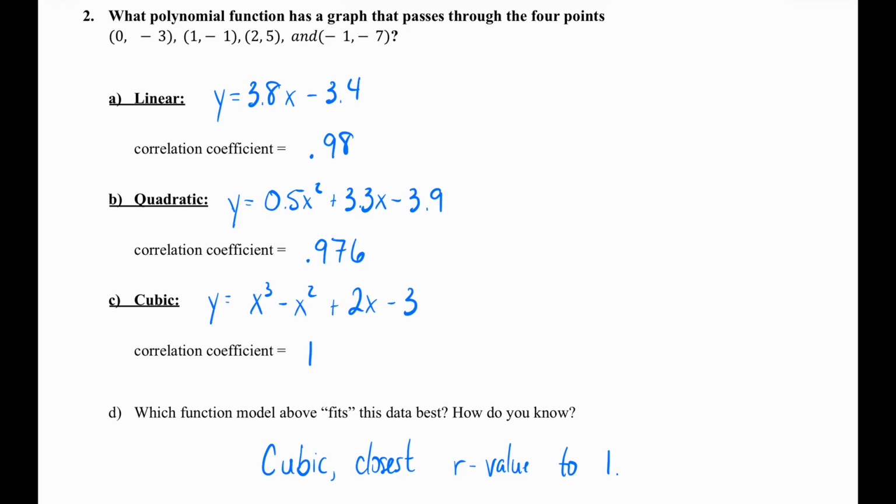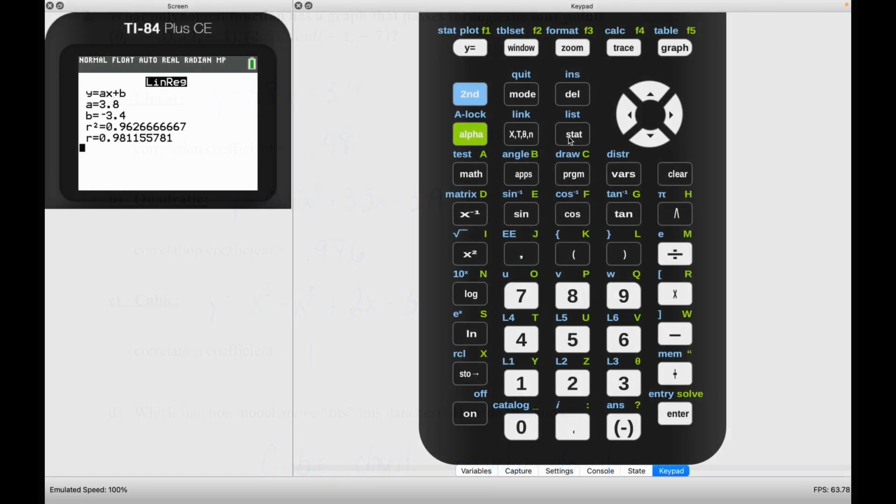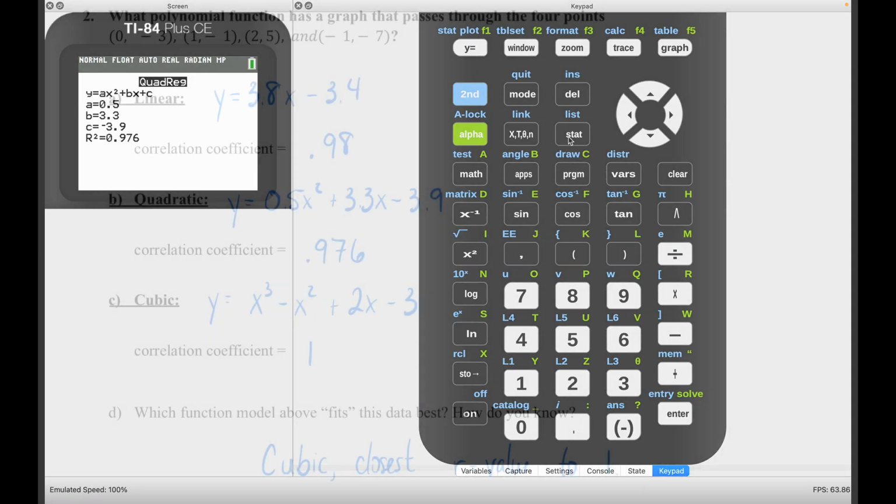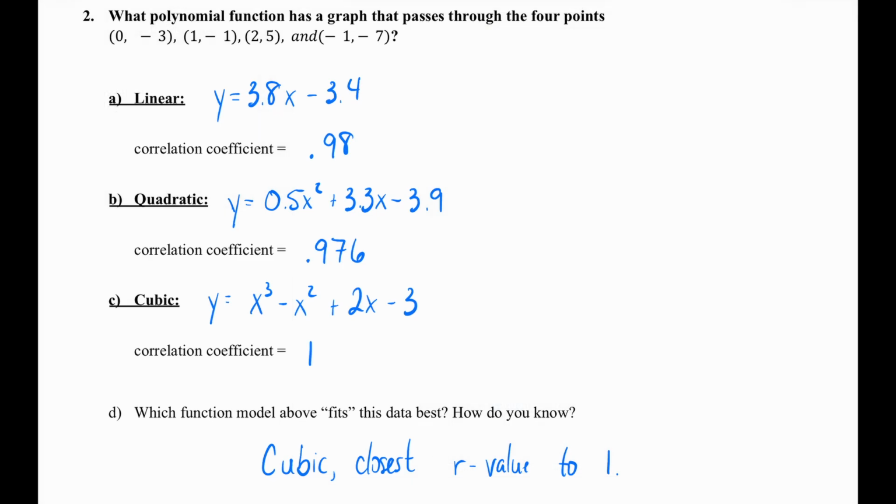Once I've done my linear regression, I hit the Stat button, I go to the right, I go down to my quadratic regression. Once I'm there, it gives me an R value of 0.976, and so this would be 0.5x squared plus 3.3x minus 3.9. And I'm going to write down that correlation coefficient as 0.976.